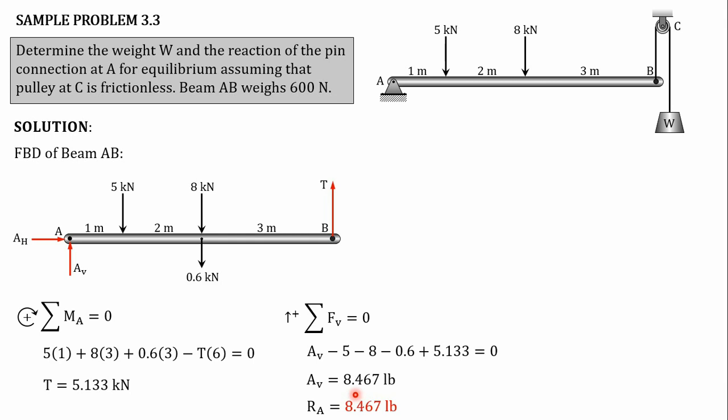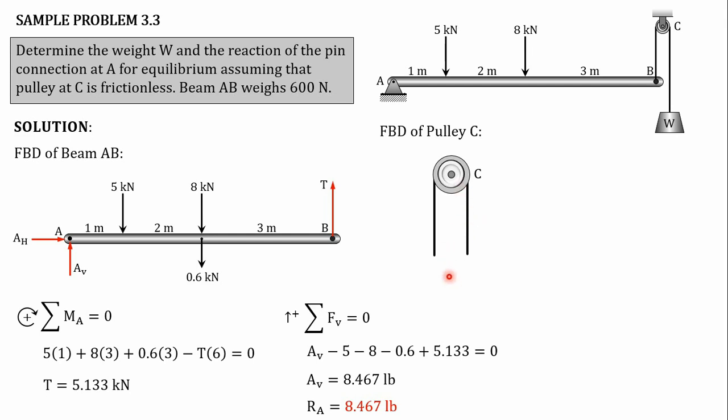Okay, reaction at A, class. Okay? So, ang next natin i-determine, class, is yung weight ng crate. Ito yung weight ng W, class. Okay, paano natin gawin yan? Paano natin solvein yan, class? Okay, so para maintindihan, class, mag-free body diagram ako ng pulley at C. Okay, ito yung pulley at C, class. And take note, class, yung pulley natin is frictionless. Meaning ng friction, class, kung anong tension ng cable dito, class, it is equal to the tension of this cable. Kasi frictionless sila.